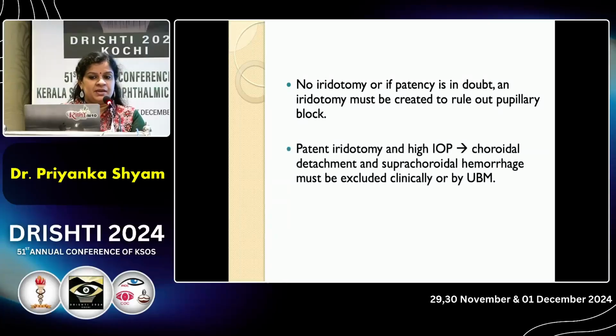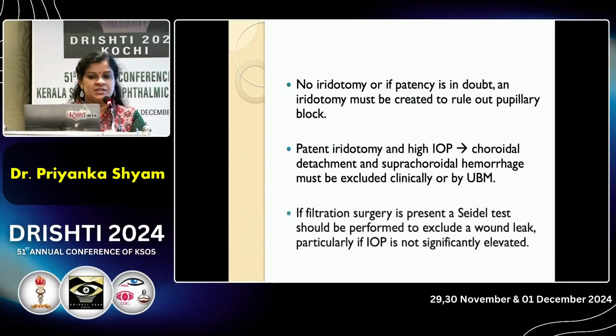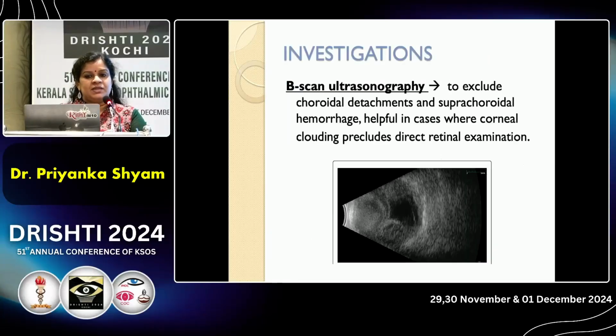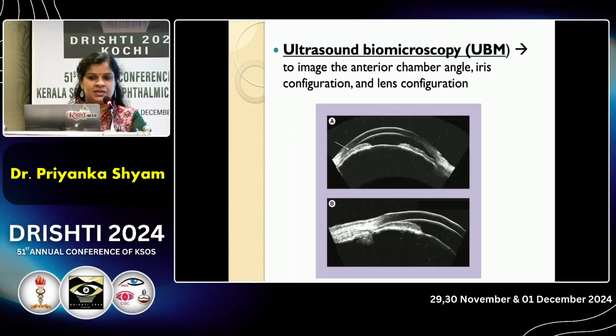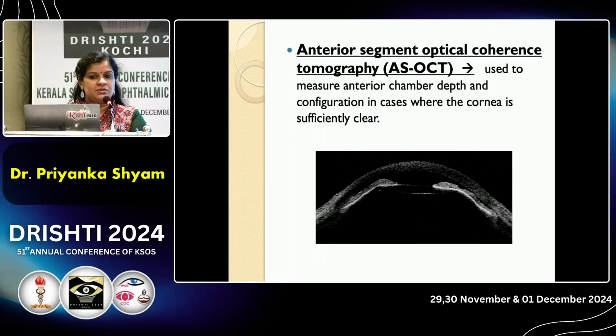If there is a patent iridotomy and a high IOP, then UBM should be done to rule out choroidal detachment and suprachoroidal hemorrhage. If filtration surgery is present, a Seidel test should be performed to exclude a wound leak, particularly if IOP is not significantly elevated. So, investigations: B scan is done to rule out choroidal detachments and suprachoroidal hemorrhages. UBM as well as ASOCT also helps in the diagnosis of malignant glaucoma.